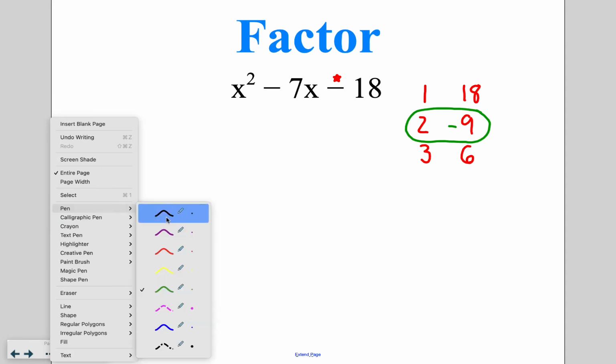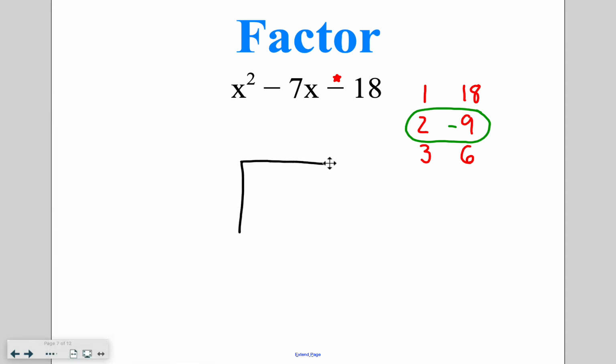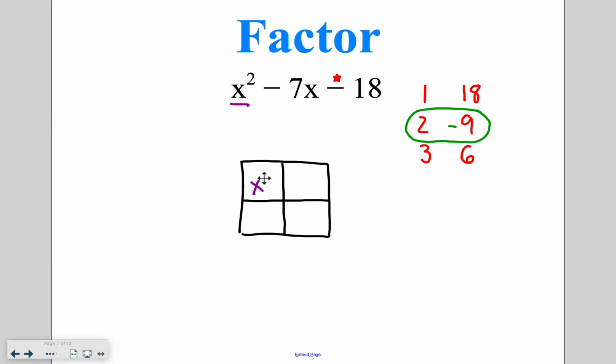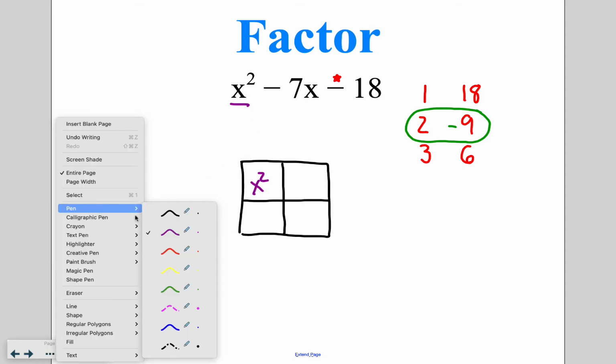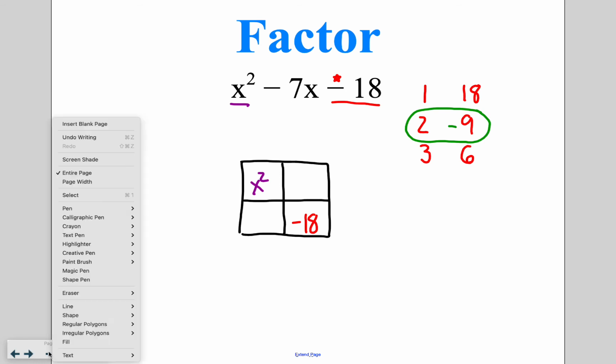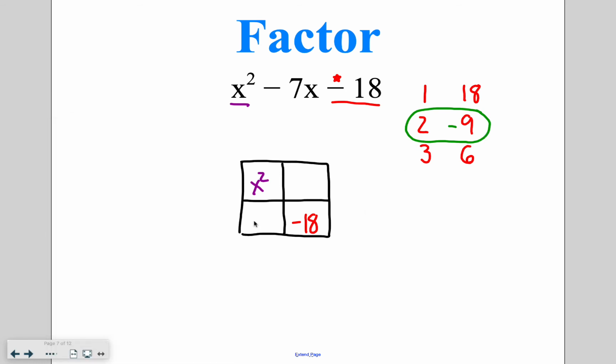So when we set up into our box again, that front factor of x squared always stays in the first box. So we've got the x squared going in that top left box. Then we have the, in this case, negative 18 going into this back right box. Then we can decide if we want to put 2x or negative 9x. I'm going to put 2x here and negative 9x here.